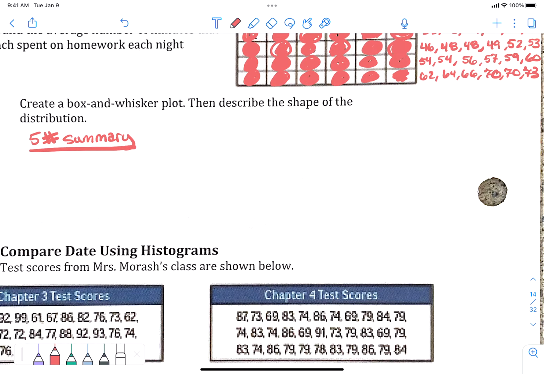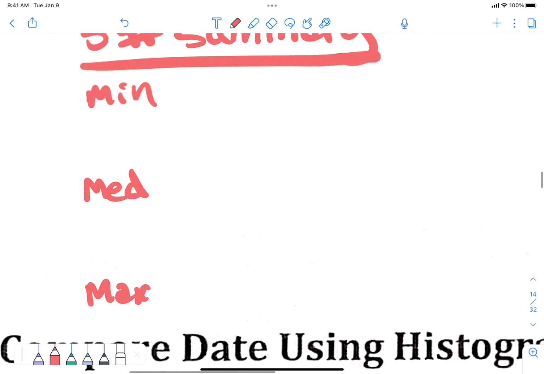The 5-number summary is the minimum, the maximum, and then what goes in the middle? The median. Okay, that's the middle. Now what goes in between the minimum and the median? Do you remember what that was called?